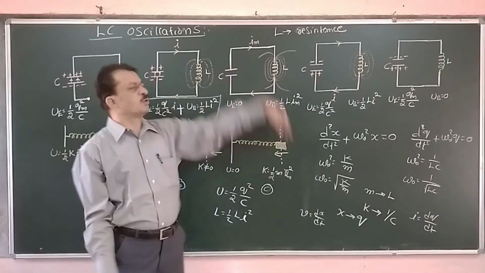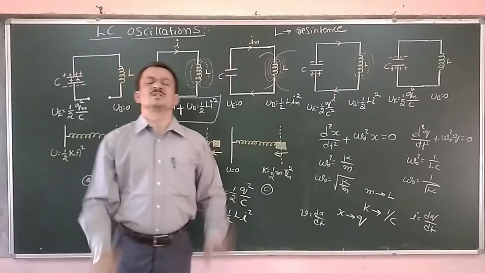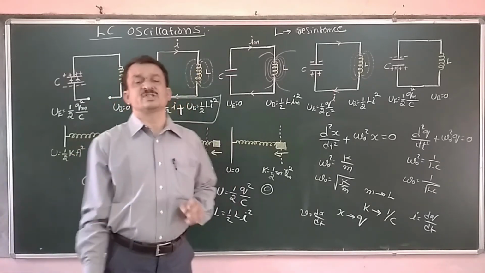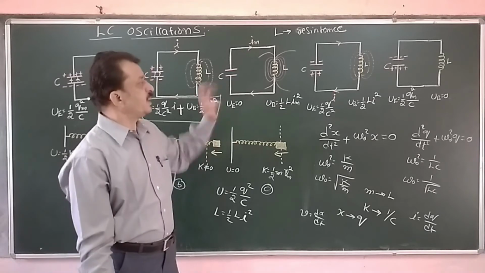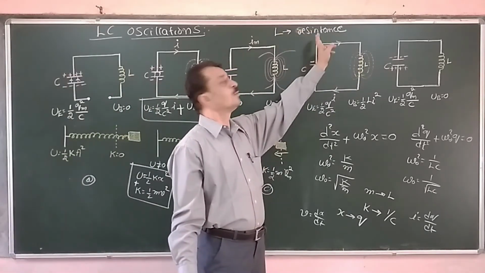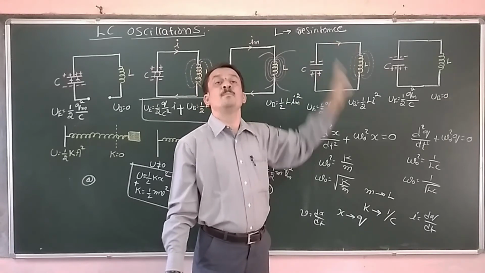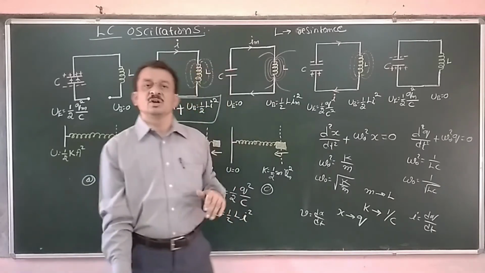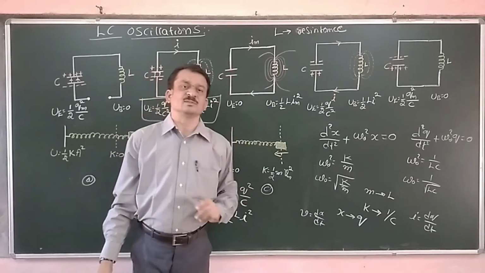As and when the current flows through the inductor, there is obviously a loss of energy in the form of heat, that is Joule heating effect, and hence this inductance, because of its resistance, provides a damping effect to the oscillation. After some time, that oscillation dies out. That is the first reason.